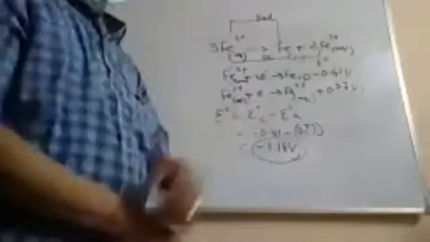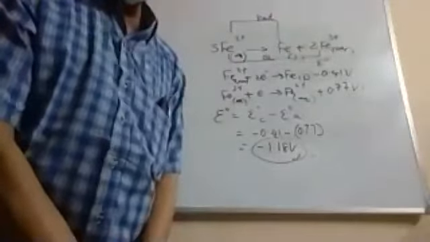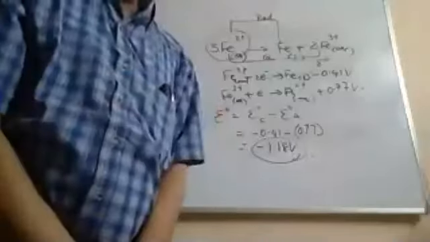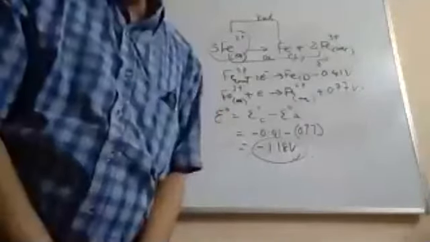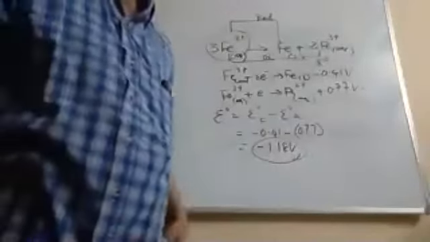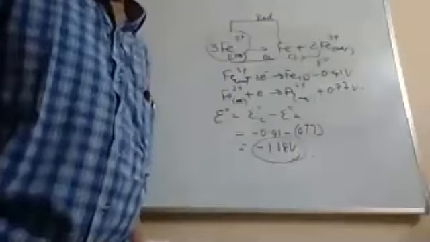What does that tell you? The potential is negative. The reaction is not spontaneous. So that now tells you that iron 2 plus is stable in water, unlike copper 1 plus. Copper 1 plus disproportionates spontaneously to copper metal, while iron 2 plus does not do that. Does it make sense?